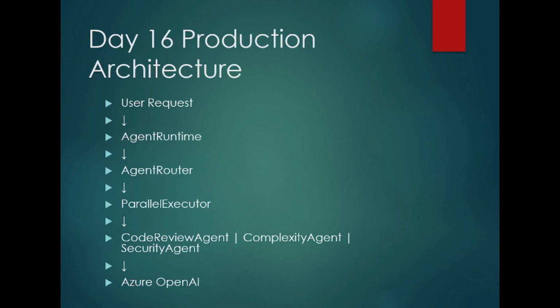Runtime, router, parallel executor, then code review. We are using 3 agents: code review agent, complexity agent, and security agent. Finally, all these agents will talk to Azure OpenAI in the Cloud Foundry, which will internally call the OpenAI models like GPT 4.0, 5.0, 5.2, but we are using GPT 4.0 mini for demo purposes.